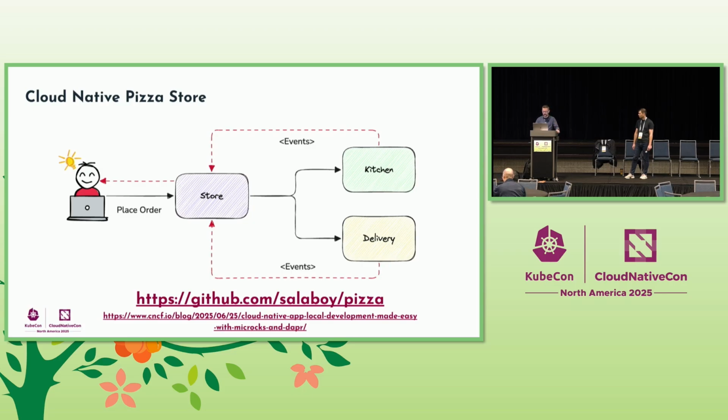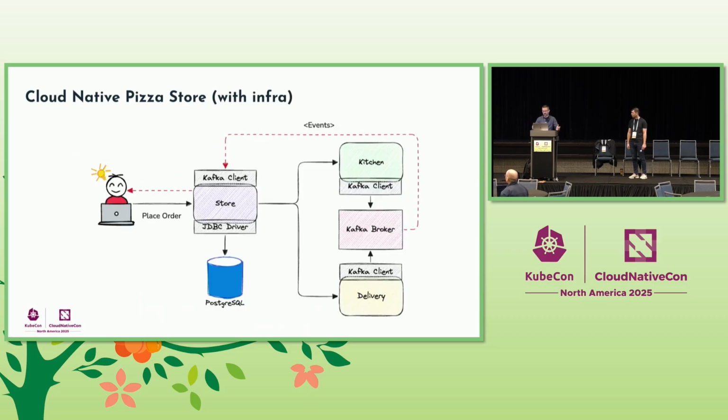When I start looking at what's in the box, things are getting a bit more complicated. We need a PostgreSQL database. We also need a Kafka broker to receive and to broadcast events. And obviously, our kitchen, delivery and store services need a Kafka client and a JDBC driver. So far so good. It's still easily understandable, okay? And from that, we will try to transform this application into a more enterprise-ish application.